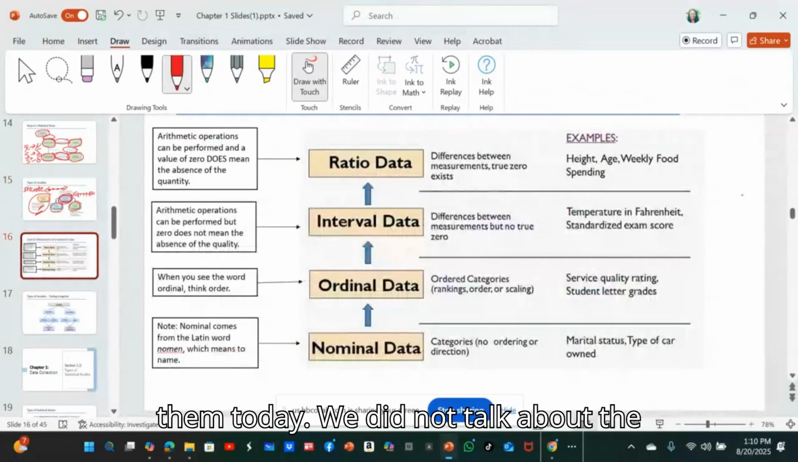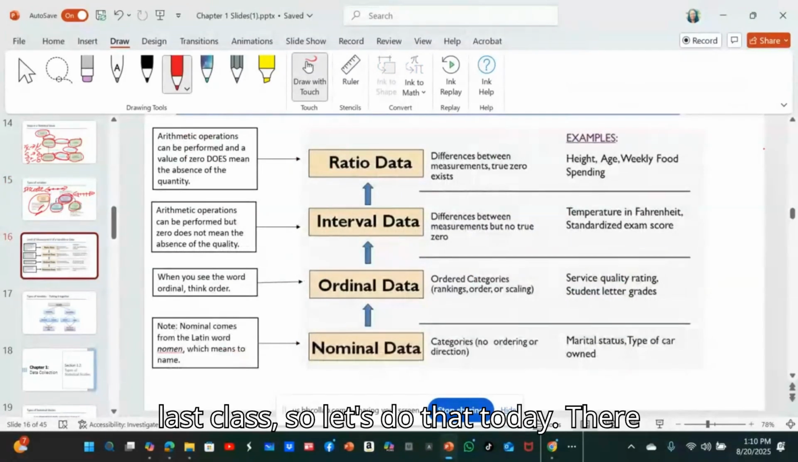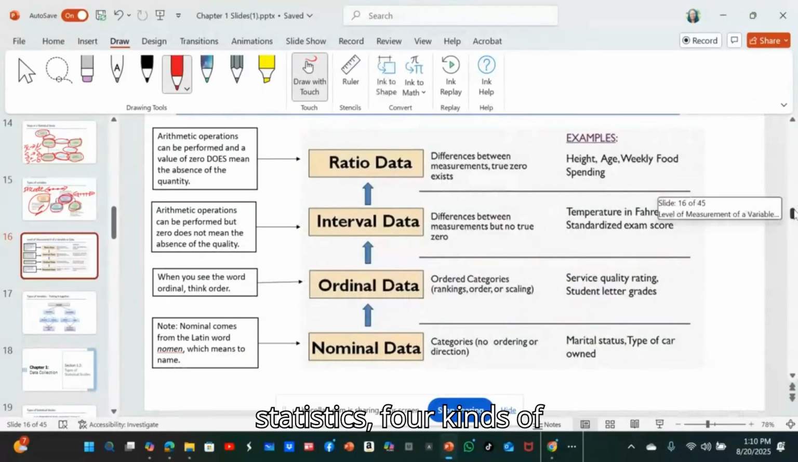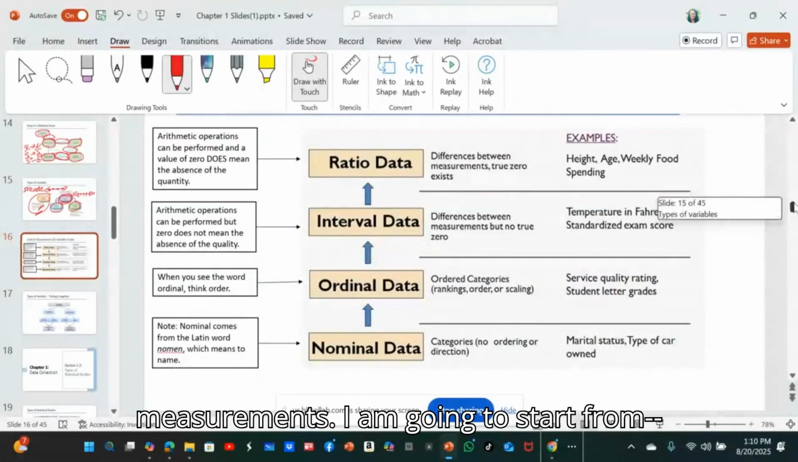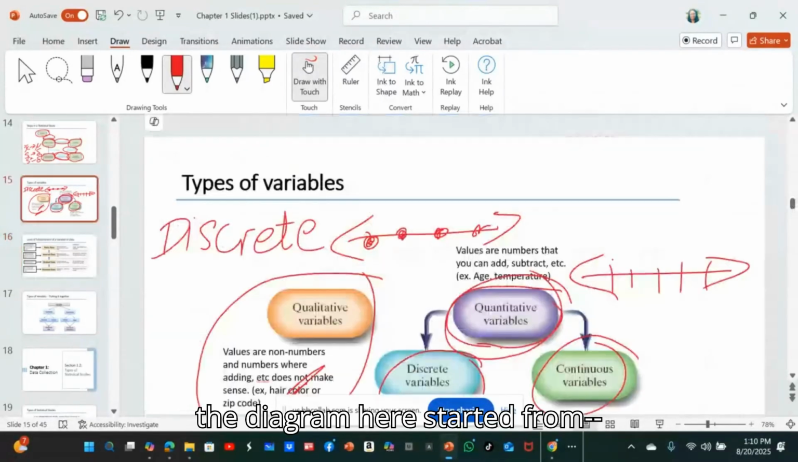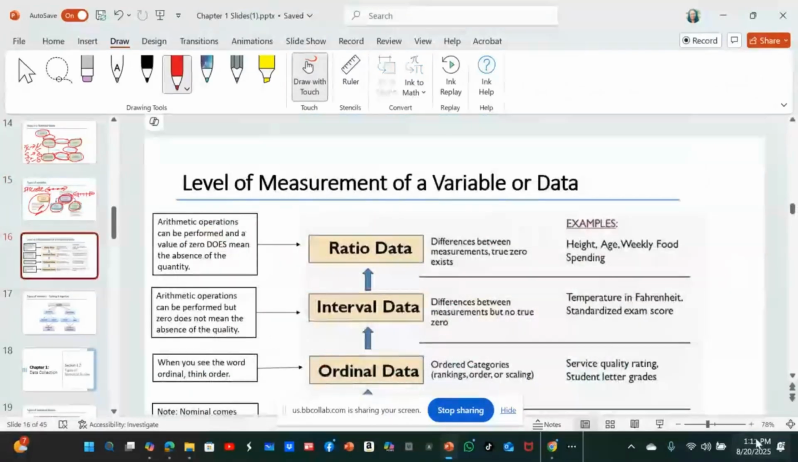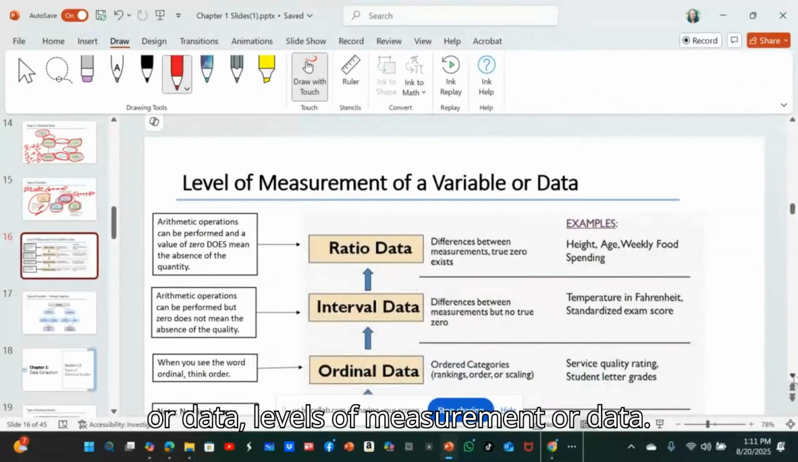them today. We did not talk about them last class, so let's do that today. There are 4 kinds of measurements in statistics. I am going to start from the diagram here, starting from the bottom. So these are the levels of measurement in statistics or data.